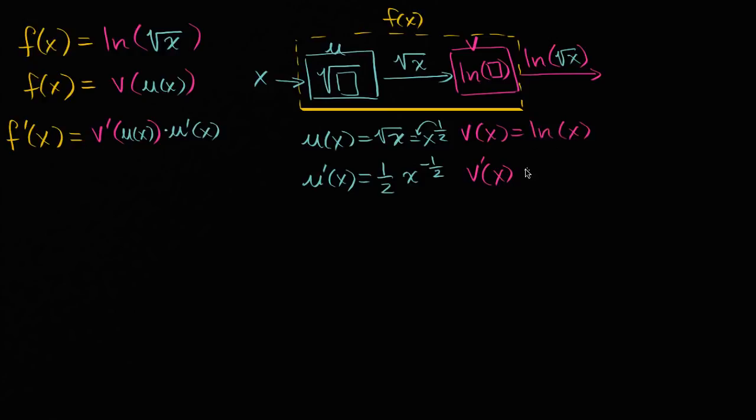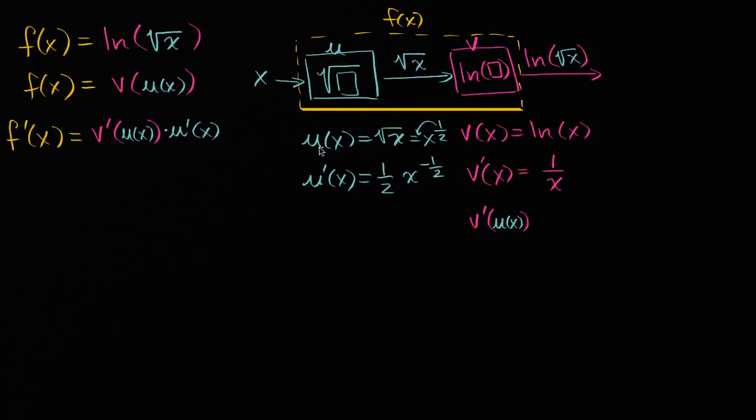Well, the derivative of the natural log of x is 1 over x. We show that in other videos. And so we now know what u prime of x is. We know what v prime of x is, but what is v prime of u of x? Well, v prime of u of x, wherever we see the x, we replace it, let me write that a little bit neater. We replace that with a u of x.